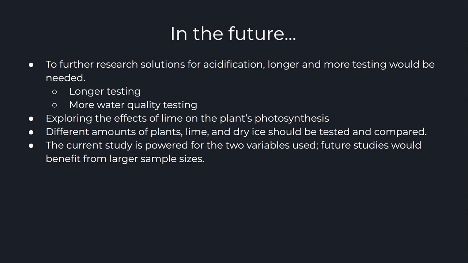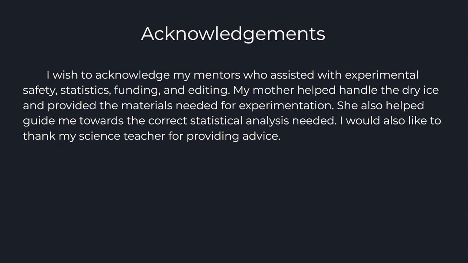All in all, both plants and lime had a positive effect on the pH levels of water, so identifying effects of each is vital to prevent the acidification of bodies of water.